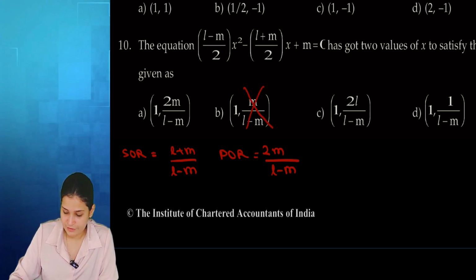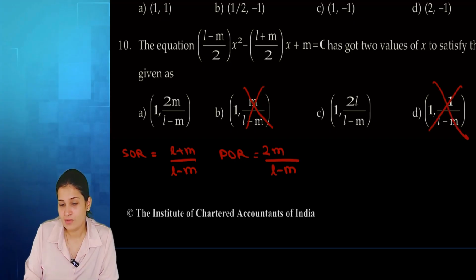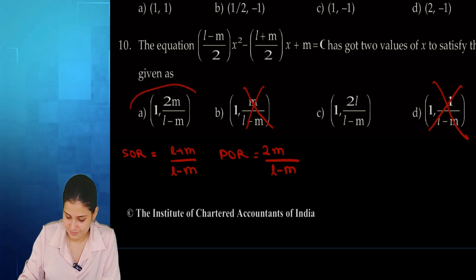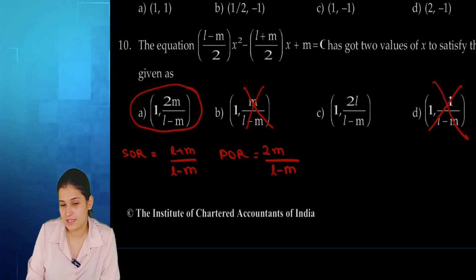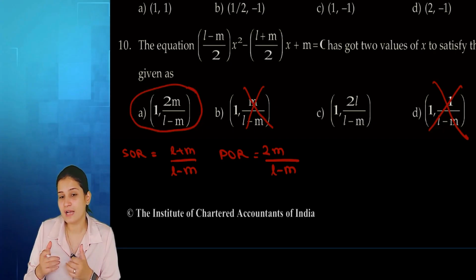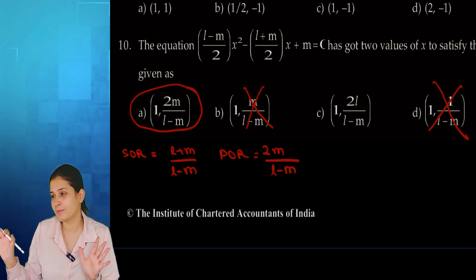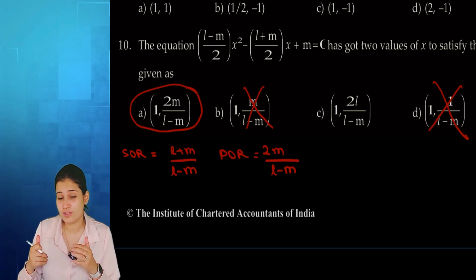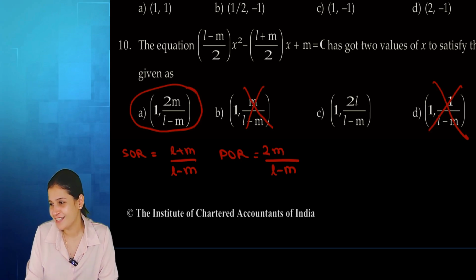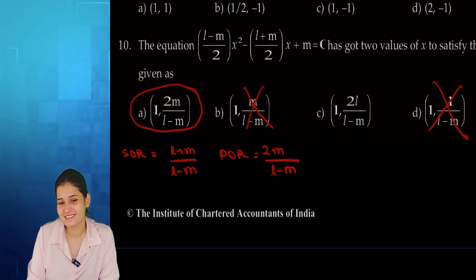Out of A and C, which option will give you product of the roots 2m by L minus m? A is the correct answer. So when you have a proper quadratic equation and you have both the roots, we can do sum and product. It reduces the workload tremendously. I waited for someone to say it, but none of your brains clicked.